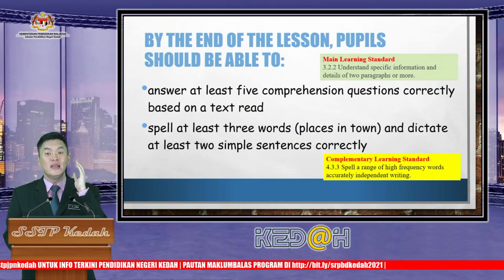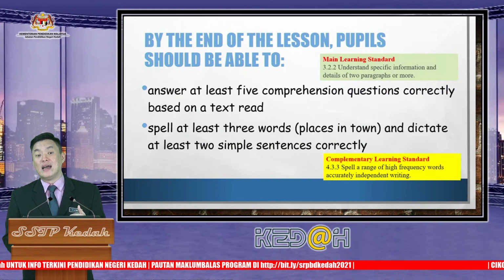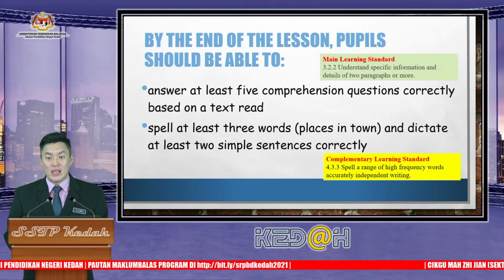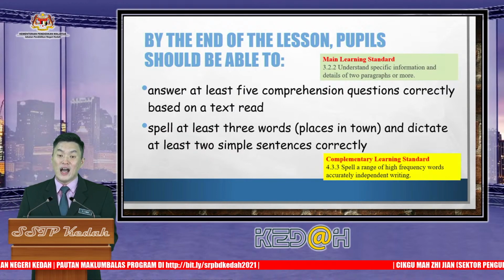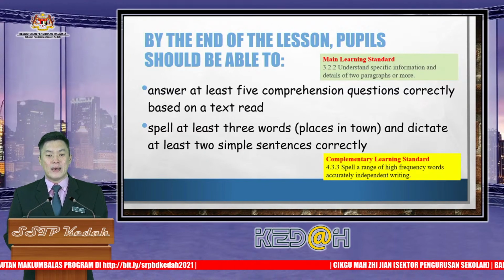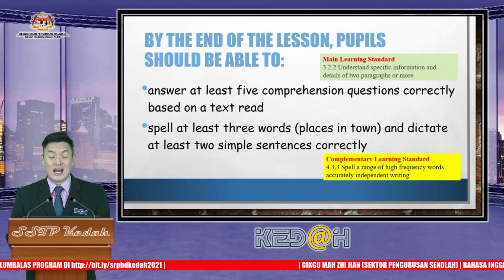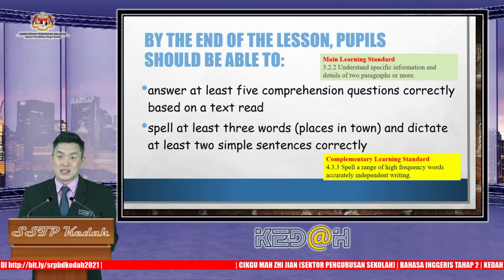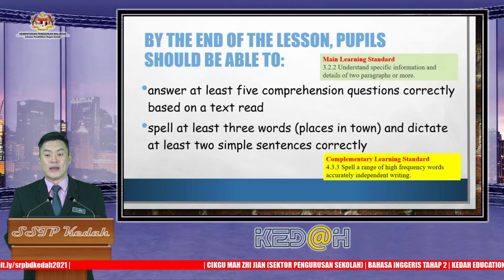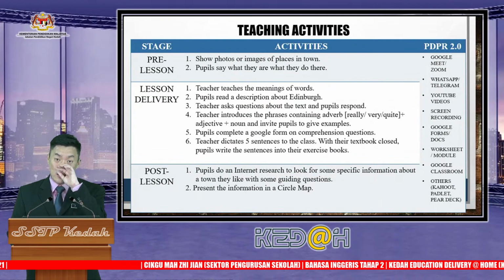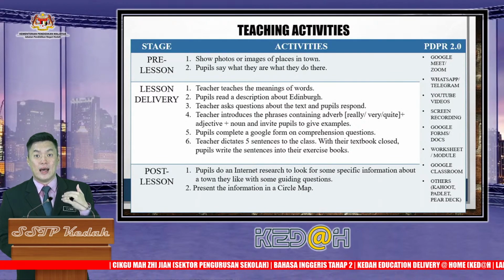Now, from the learning standards, I derive my lesson objectives. By the end of this lesson, pupils should be able to answer at least 5 comprehension questions correctly based on the text read, and spell at least 3 words. Okay, they are nouns, places in town, and dictate at least 2 simple sentences correctly. And that is derived from my complementary learning standard. Okay, I will talk you through the teaching activities that I did.